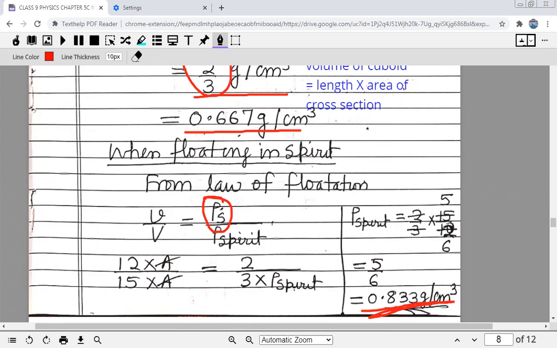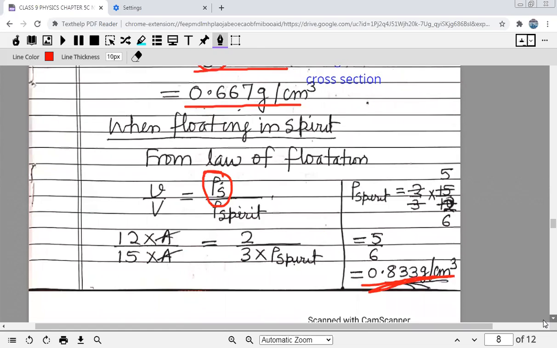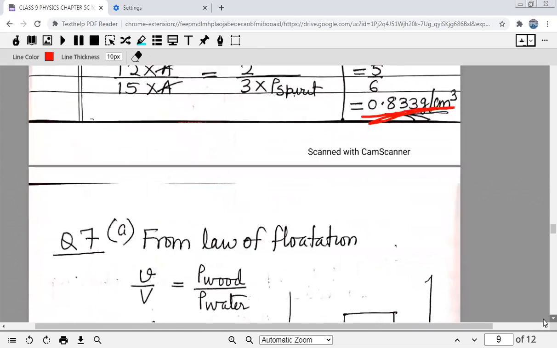So I hope that it will be clear to you. Now see the question number 7. The 7th question is also the same as this. Is it clear? You can see the question number 7.